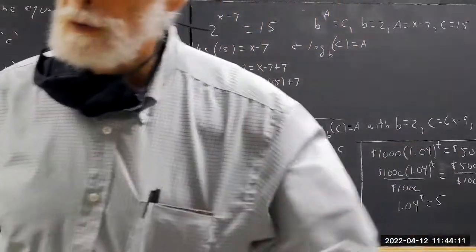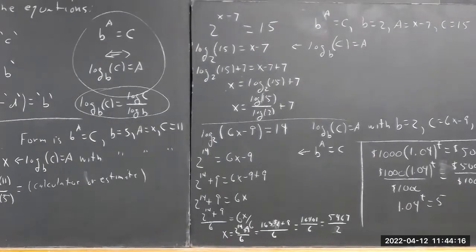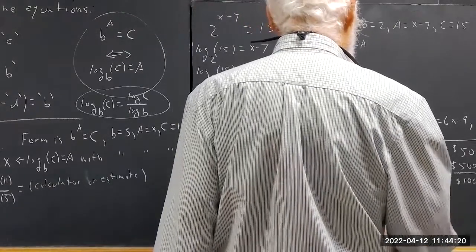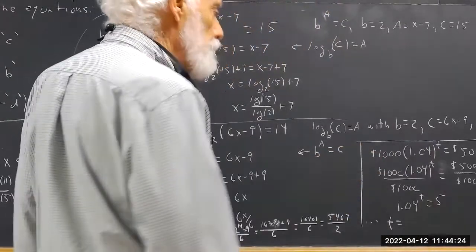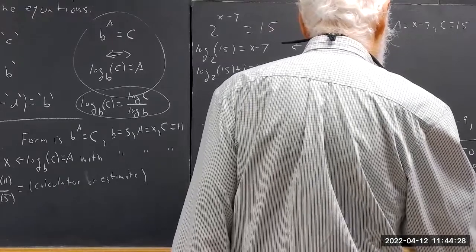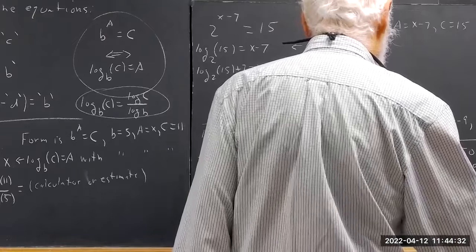And now you're home free. You can solve that. I'm not going to do the rest of the solution. Well, I'll just write it out. After a few steps, I'll indicate by an ellipsis here, 3 dots, t equals log 5 divided by the log of 1.04.